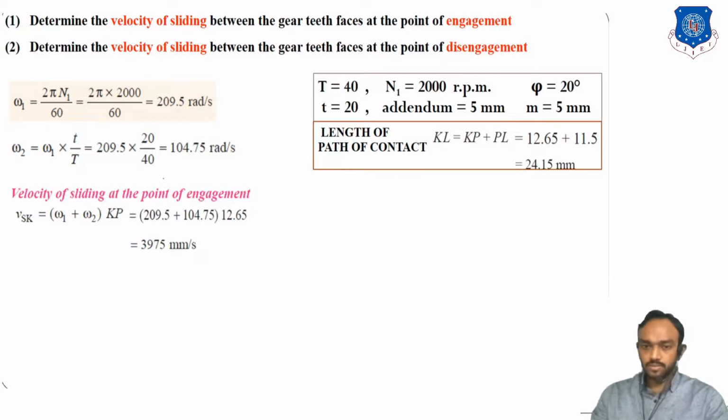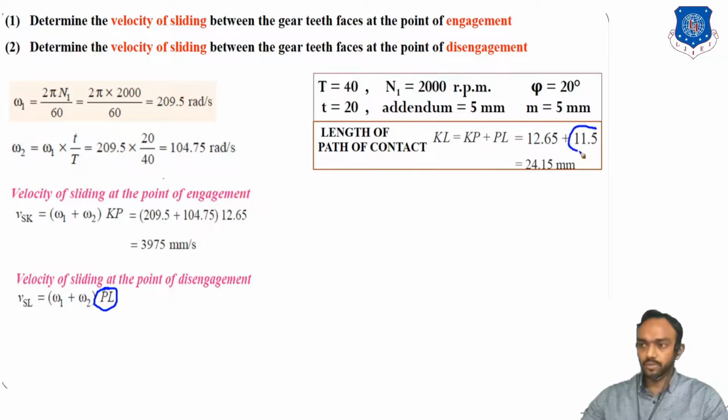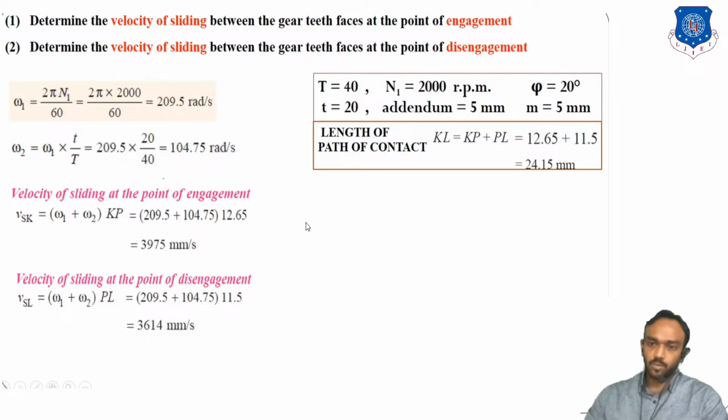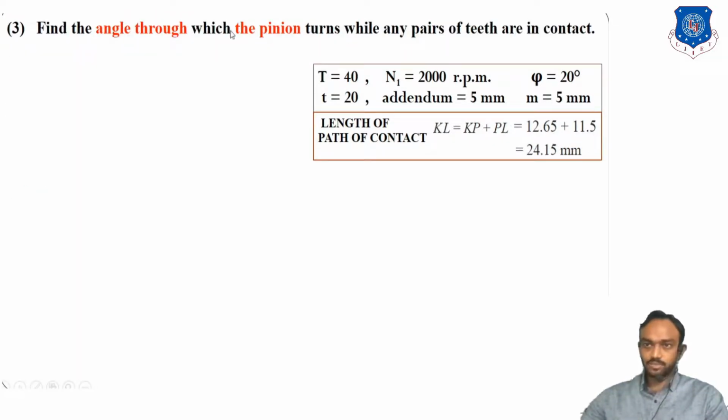And in the same way we will find the velocity of sliding at the point of disengagement. For that you have already found PL. Okay, PL is equal to 11.5, and omega 1 and omega 2 are already found. So put that in the formula and you will find the velocity at the point of disengagement. Okay. So after that, the last point of our example is what is asked: the angle turned by the pinion.